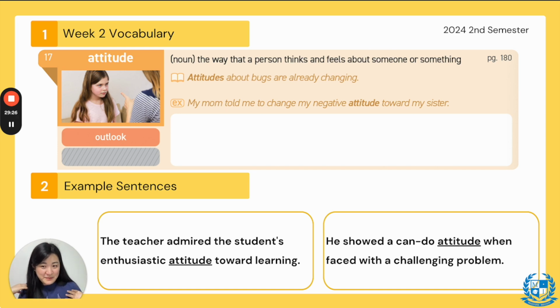My attitude will never change about that. I don't think I'm ever going to eat a bug. No. An example, let's read together.